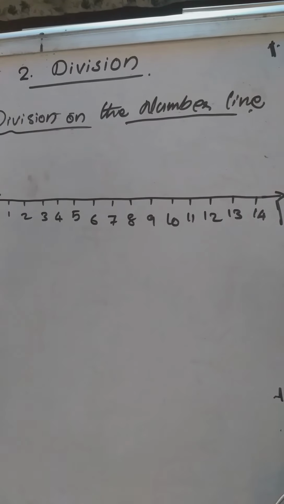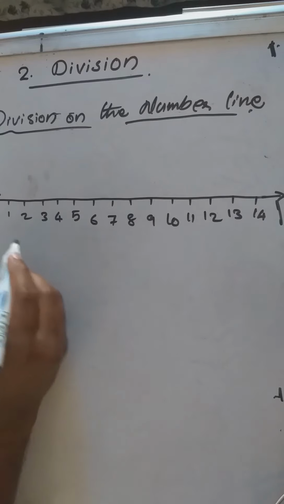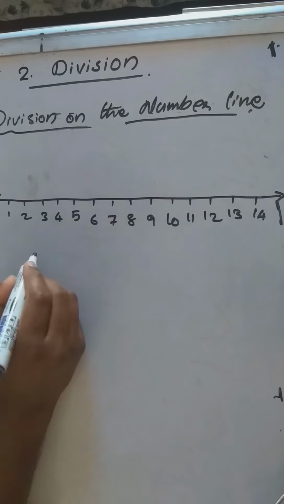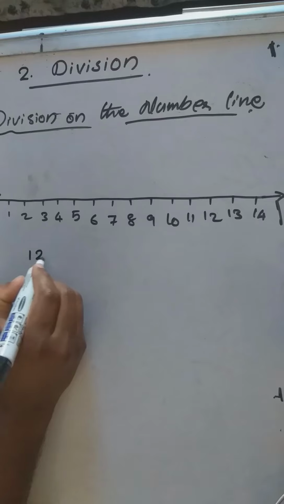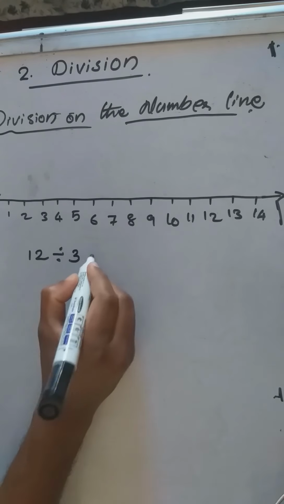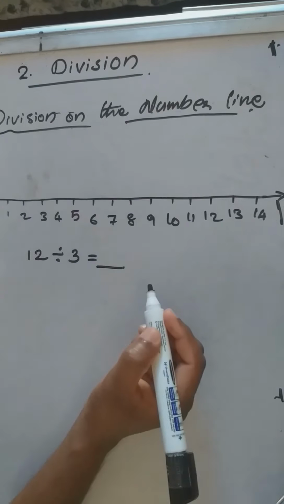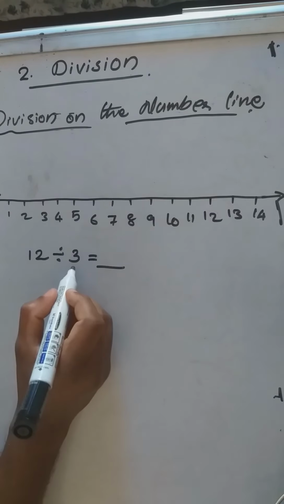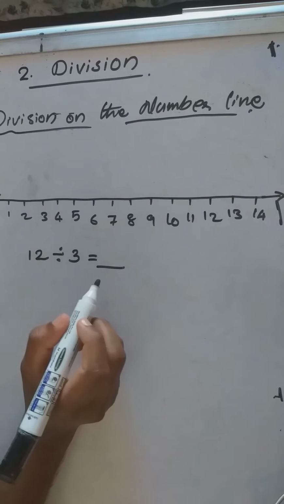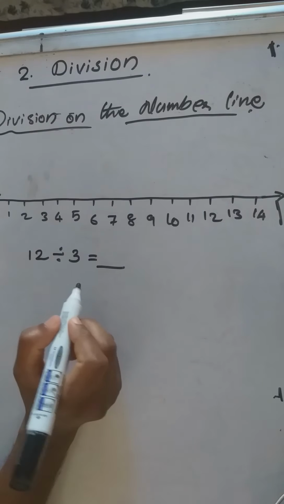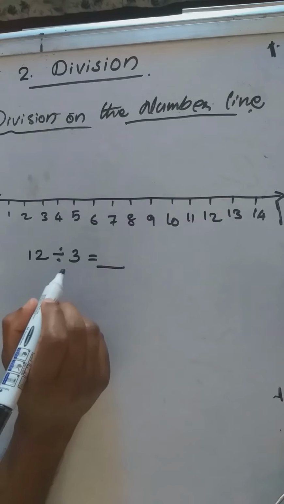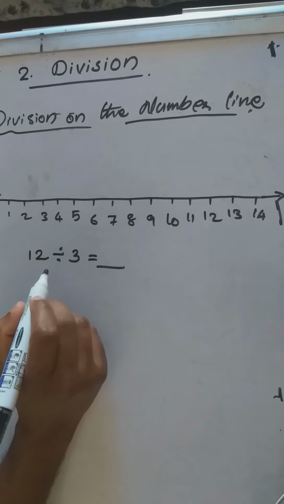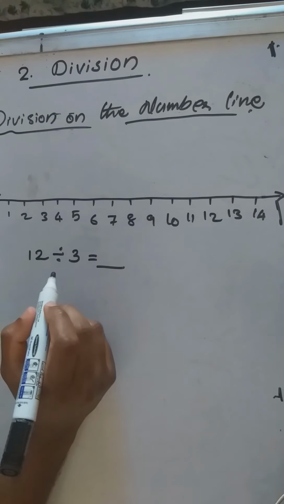Let's learn how to do division using the number line. Well, let us do with an example. Here we are going to divide 12 by 3, and we have to find the quotient. Here 12 is the dividend, 3 is the divisor, and we have to find the quotient. So we know that division is the repeated subtraction. So we can start subtracting from 12.